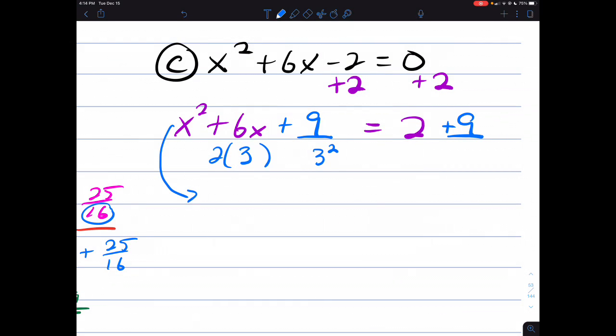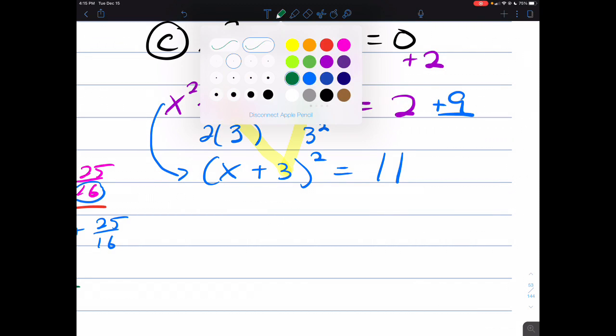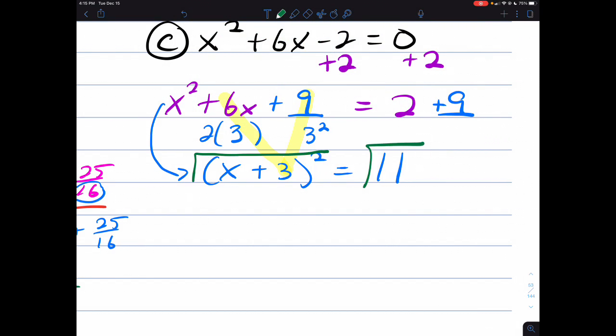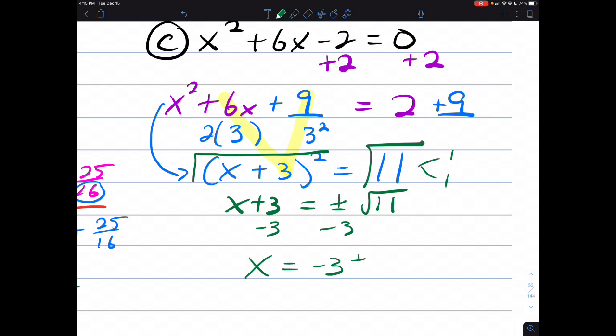Then we factor it and we get x plus 3 squared equals 11. Check it. Divide by 2 and then square it. 6 divided by 2 is 3. 3 squared is 9. Now we can solve it by taking square roots. X plus 3 equals plus or minus the square root of 11. 11 is prime, just 1 times 11, so I can just go ahead and subtract 3. And I get x equals negative 3 plus or minus the square root of 11. That's my answer.